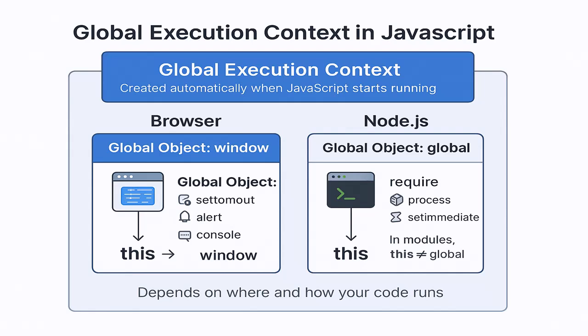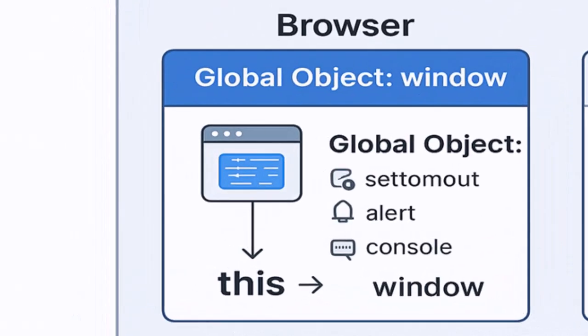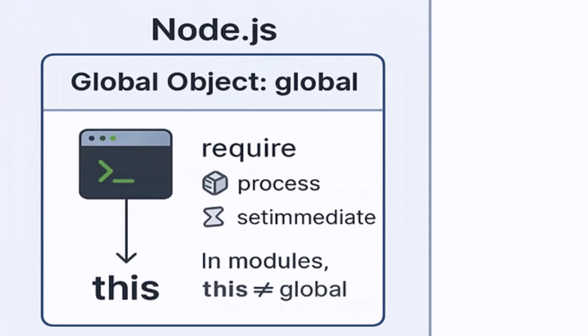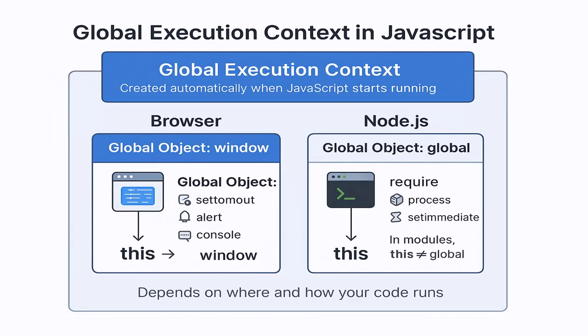Inside the global context, there is also a global object. This object is automatically created by the JavaScript engine and gives you access to things like built-in functions and variables. In the browser, that global object is called window. In Node.js, it's called global. And when you are not inside any function, you are in this global context. So using the this keyword at the top level refers to that global object. But that behavior changes depending on where and how your code is executed. Let's now go and see that in action.